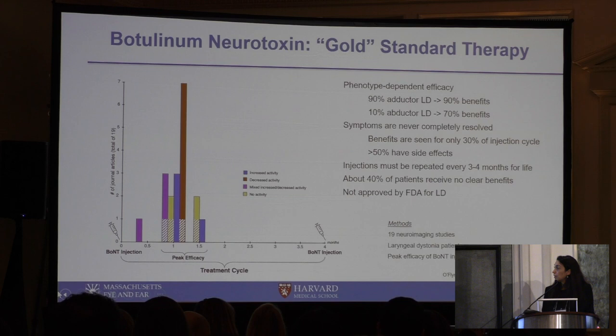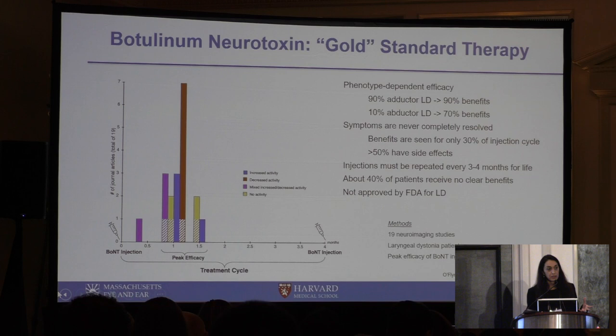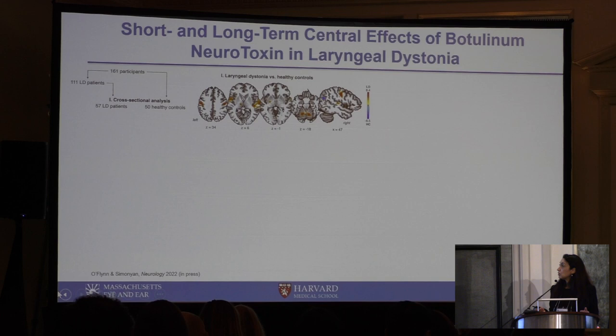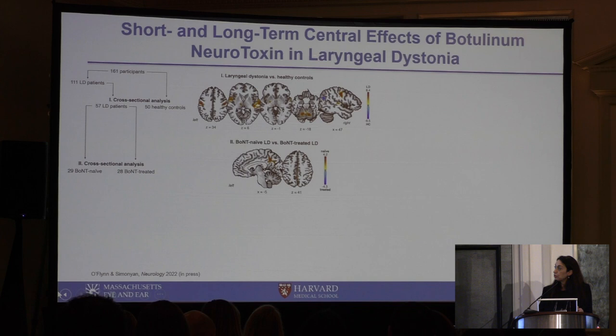So, looking into how botulinum toxin may change pathophysiology, we did a literature search and found that most of the studies examined the effects of the toxin treatment at the peak of efficacy, when patients have the most benefits. It's 1 to 1.5 months after injection. So we really didn't know what the longer term effect of this treatment was, either at the end of the cycle or longitudinally. So we took our large cohort of patients and first compared them to healthy controls to see that they do display the abnormalities that are generally found in this disorder. But then we divided them into toxin naive and toxin treated.